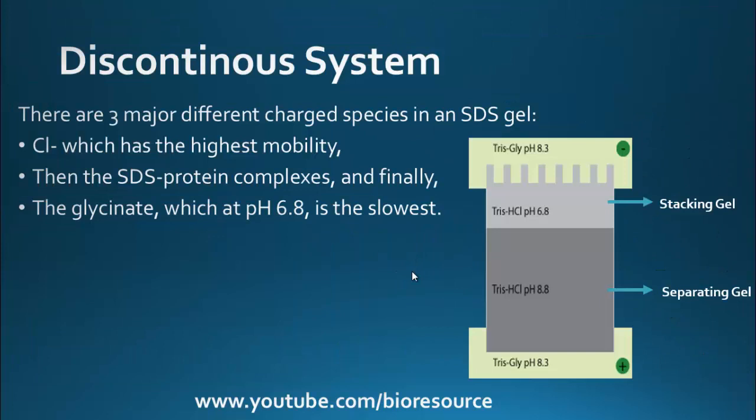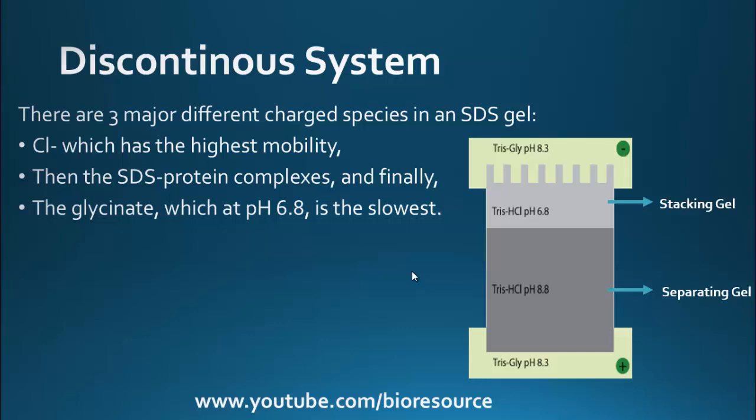So the SDS-PAGE runs as a discontinuous buffer system. It has three major charged species. They are chloride ions, the SDS-protein complex, and the glycinate ions. The chloride ion has the highest mobility, then the SDS-protein complex moves, and finally the glycinate, which at pH 6.8 runs the slowest.